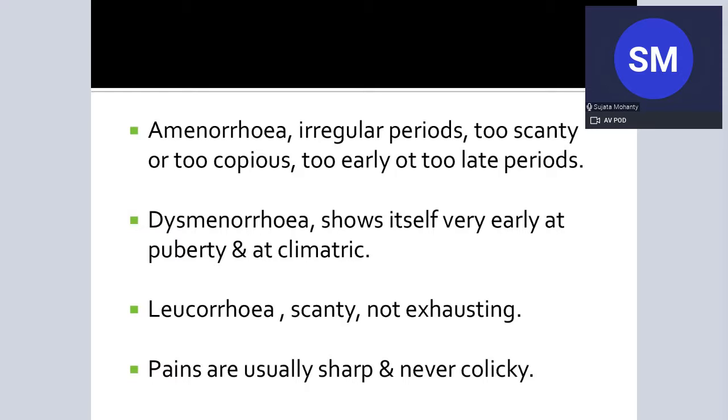In female complaints, there may be amenorrhea, irregular periods, either too scanty or too copious, too early or too late periods. Dysmenorrhea shows itself very early at puberty or at climacteric. Leukorrhea is scanty, not exhausting. Pains are usually sharp and never colicky.